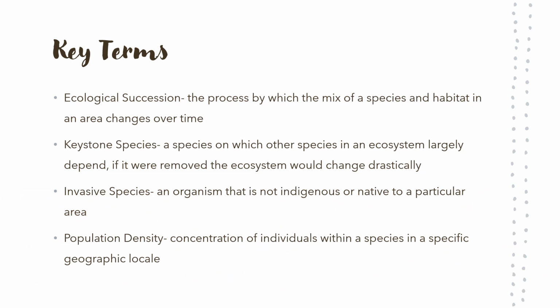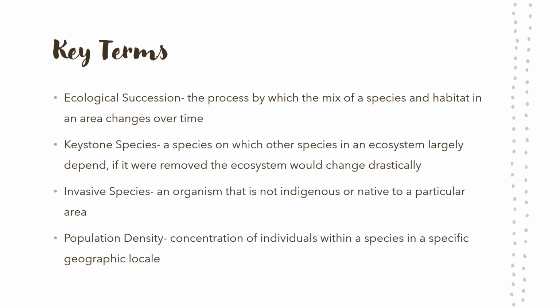Key terms that we have today. The first key term is ecological succession. This is the process by which the mix of species and habitat in an area changes over time. The increase in population of animals and plants of all the species that are involved. Okay, plants dying off, extinct, endangered, things of that nature.